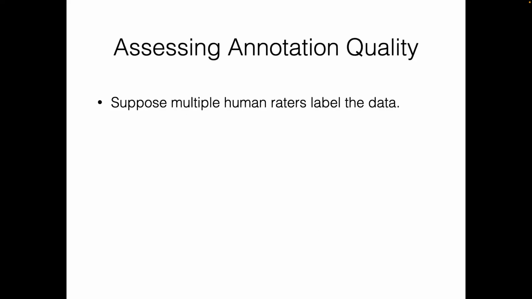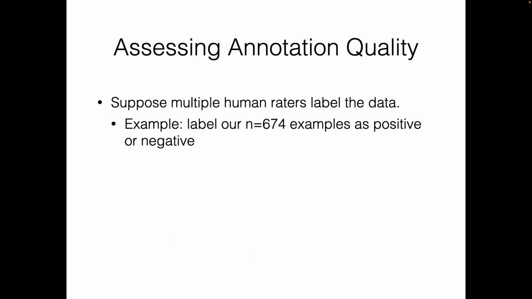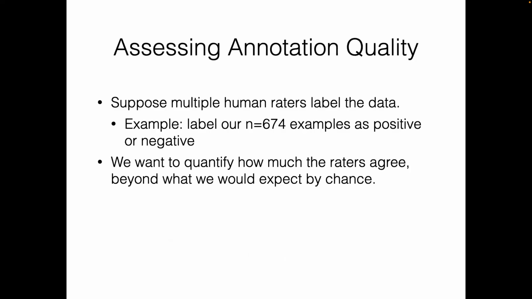Okay, then the last technical topic is on assessing the annotation quality. So you may have already had to do this in your homework. But here, let's say that we do get our labels for our 674 examples. That's the amount we need to get good conclusions on this sentiment analysis task based on our power analysis. Now we have people actually label things as positive or not positive, and we want to see how much the raters actually agree beyond what we would expect by chance.